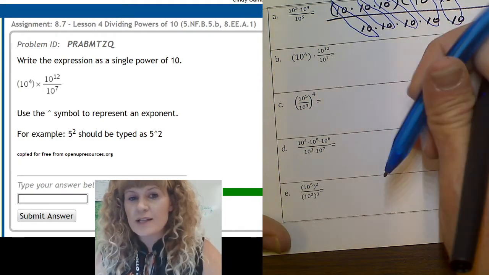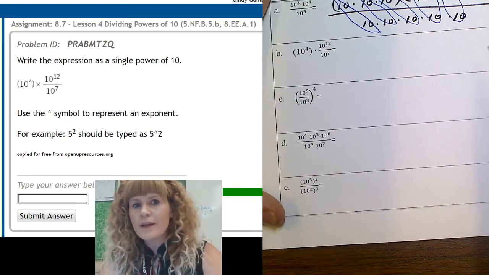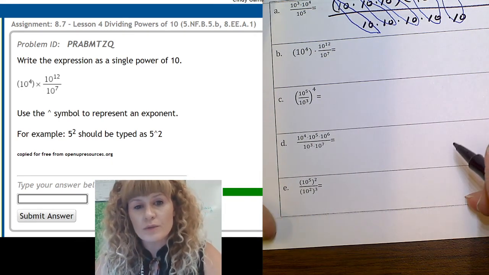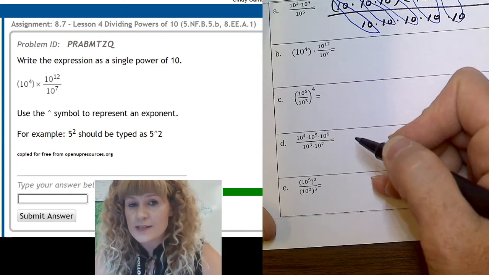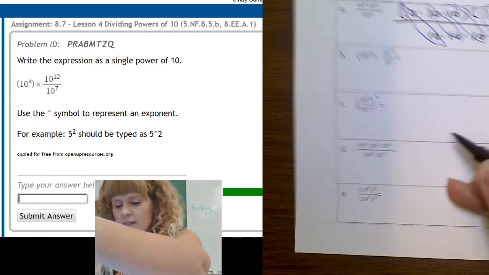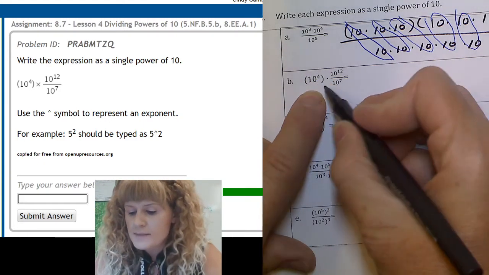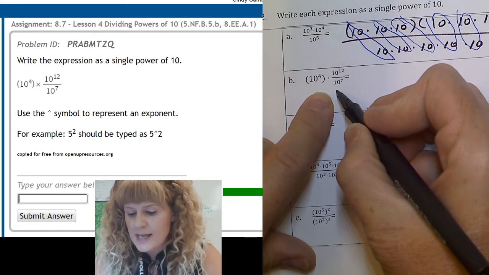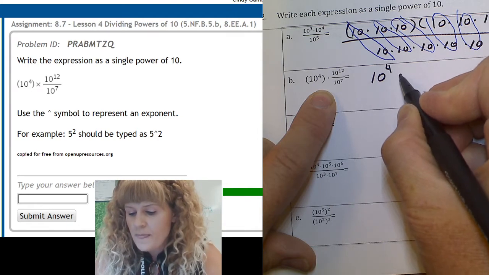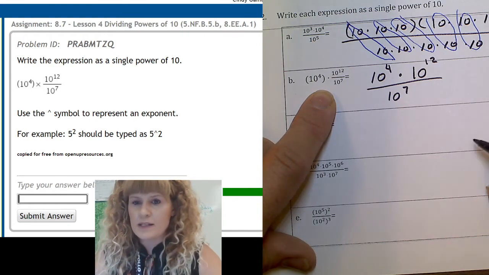Now, instead of writing this one out, I'm going to start using the rules that I taught you so that we don't have to keep writing them out. Remember the product rule. When you multiply the same base, you can add the exponents. Okay, take a look at this next problem here. 10 to the 4th times 10 to the 12th divided by 10 to the 7th. I'm going to write this a little differently. I'll write it this way.